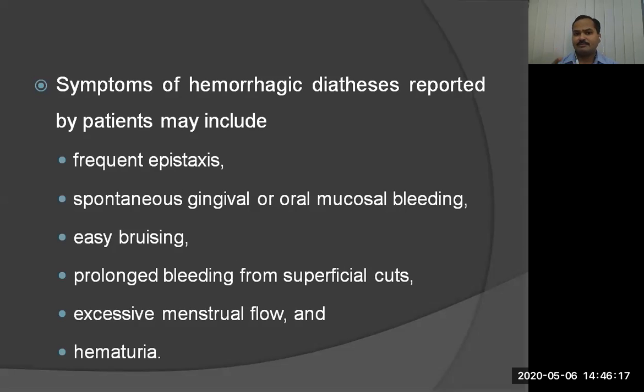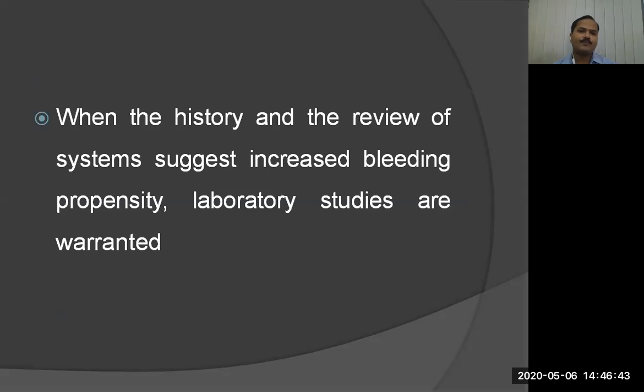Then if the patient is having symptoms of a hemorrhagic diathesis, such symptoms can be assessed by asking the patient about frequent epistaxis, spontaneous gingival or oral mucosal bleeding, easy bruising, prolonged bleeding from superficial cuts, excessive menstrual flow, and hematuria. As we have discussed previously, based on the platelet counts, we can assess these symptoms. When the history and the review of the systems suggest that there is increased bleeding propensity in the patient, we have to advise certain laboratory studies. We cannot proceed further without the laboratory investigations.